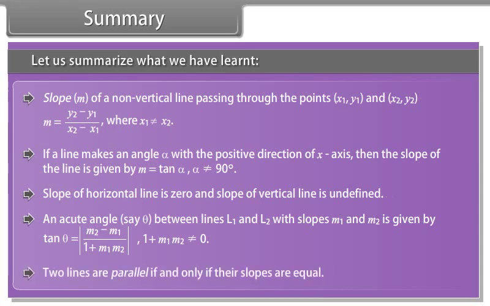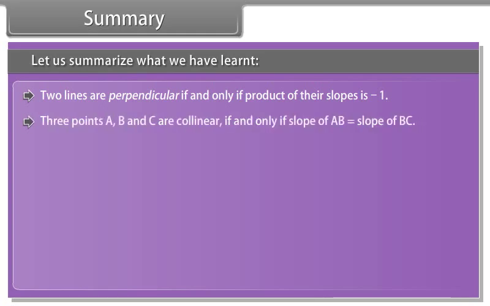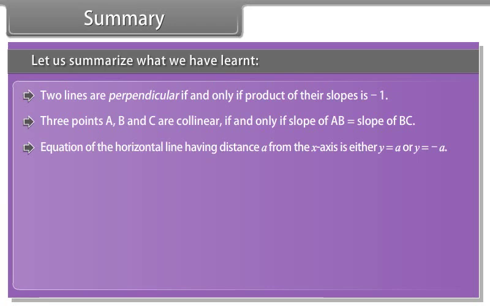Two lines are parallel if and only if their slopes are equal. Two lines are perpendicular if and only if the product of their slopes is minus 1. 3 points A, B and C are collinear if and only if the slope of AB is equal to the slope of BC. Equation of the horizontal line having distance a from the x-axis is either y is equal to a or y is equal to minus a.